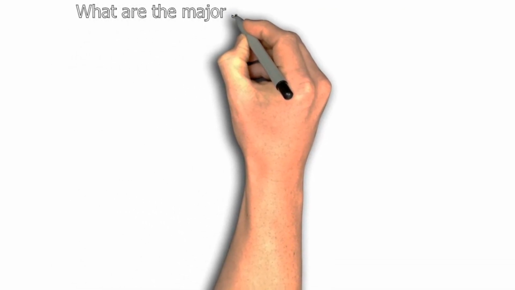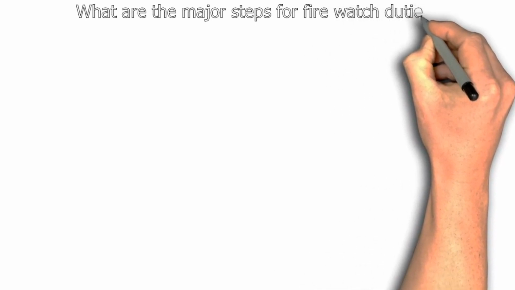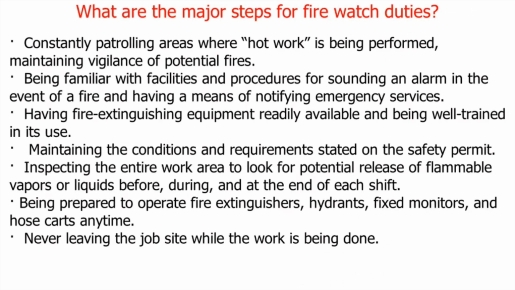What are the major steps for Firewatch duties? Constantly patrolling areas where hot work is being performed, maintaining vigilance of potential fires. Being familiar with facilities and procedures for sounding an alarm in the event of a fire and having a means of notifying emergency services. Having fire extinguishing equipment readily available and being well trained in its use.